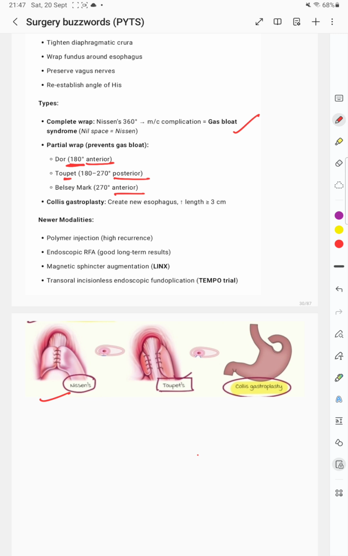So what is this Collis gastroplasty? We have to remember, we are creating a new esophagus. So we are actually trying to increase the length by more than 3 centimeters. We also have newer modalities which we can discuss, like polymer injection, but it has higher recurrence. Endoscopic radiofrequency ablation has good long-term results. Then we have one more modality, LINX, which is magnetic sphincter augmentation. TIF is transoral incisionless fundoplication.